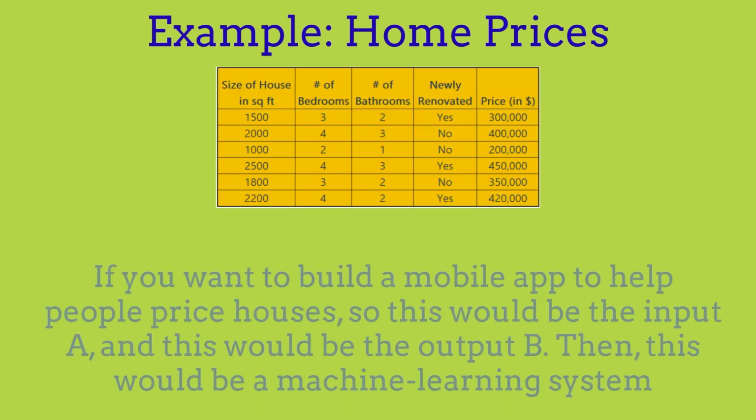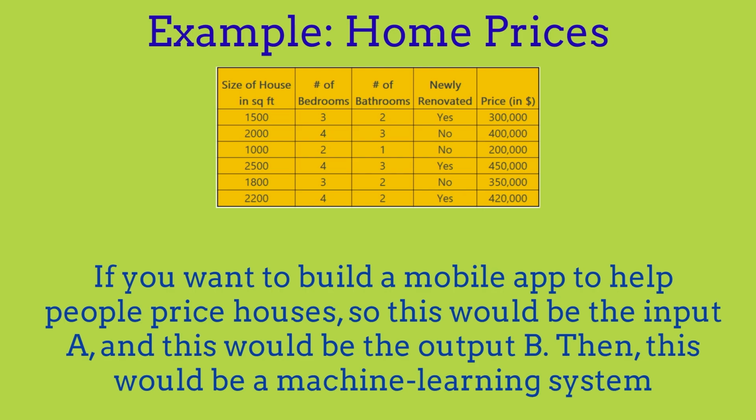Let's see what machine learning means and how it relates to home prices. Let's just say that you wanted to build a mobile app based on this data that you already have, so that you can help people to price houses and actually find them. This is an example of machine learning because we have inputs A and also outputs B. If you want to learn more about machine learning, our part 2 video and also our part 3 video of this series talk more about that, so feel free to watch those videos.